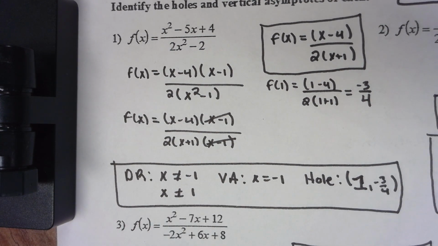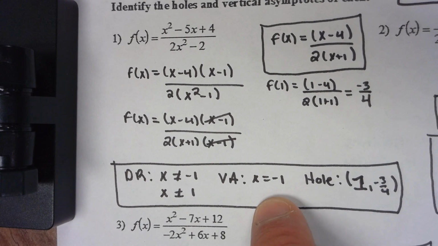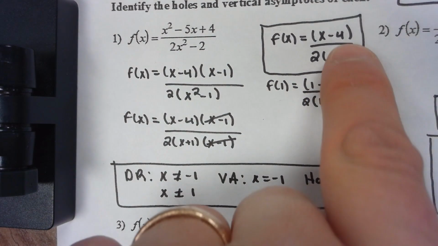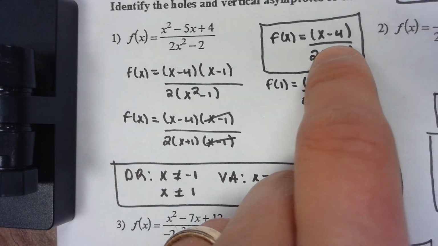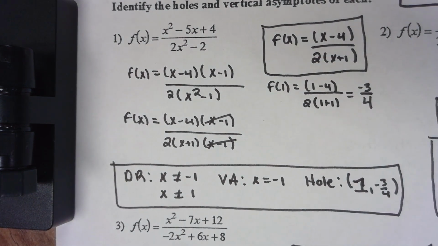So I would always write down where we have domain restrictions. And then just know that each of these values should either show up as a vertical asymptote or a hole. So identifying the domain restrictions happens before I simplify. Then I recognize that the x minus 1s divide out. I divide them out, and this gives me my simplified equation. So anything else I do moving forward is with this simplified equation.